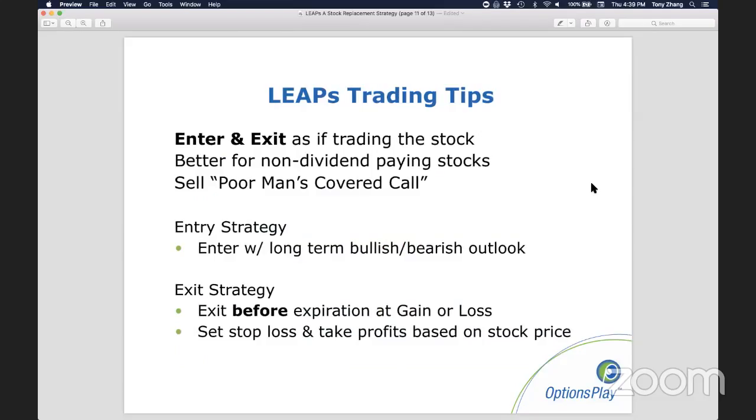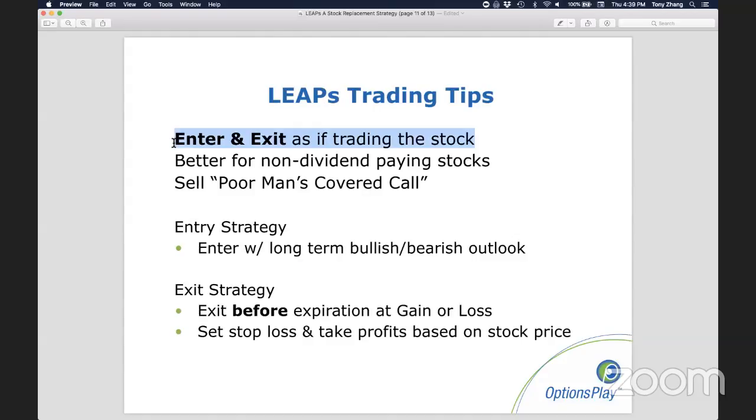So some trading tips on leaps before we jump into some real examples. And I want to show you some real examples because that's really going to help solidify, allowing you to compare buying the stock to buying a leap option. I want to talk about some of the trading tips. So number one, when you're trading leaps, you shouldn't really think of them as trading options. You should really think of them as almost like just a replacement for the stock. So you enter and exit these trades as if you're trading the stock.